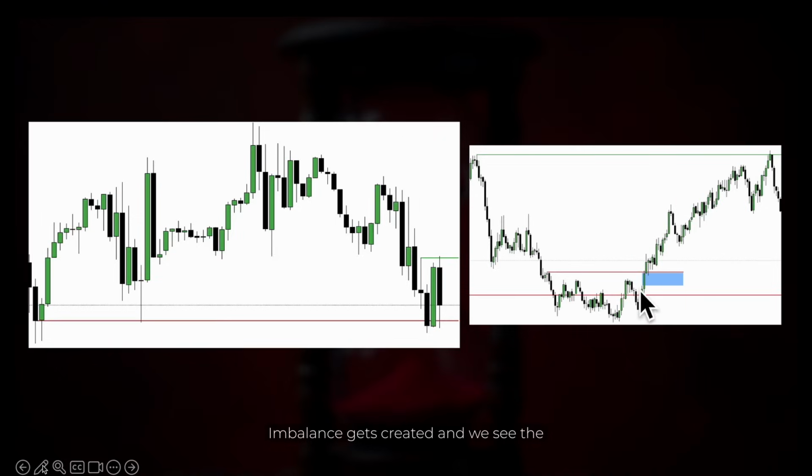Imbalance gets created and we see the market retrace into that. IOFED, institutional order flow entry drill, and the market expands towards the upside, drawing towards this buy side liquidity pool right here. Again, when it comes to looking at bullish rejection blocks, pay attention to intermarket relationship.